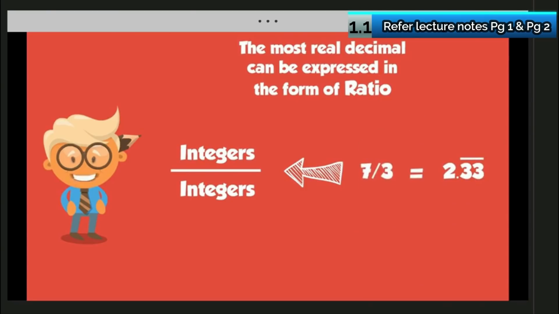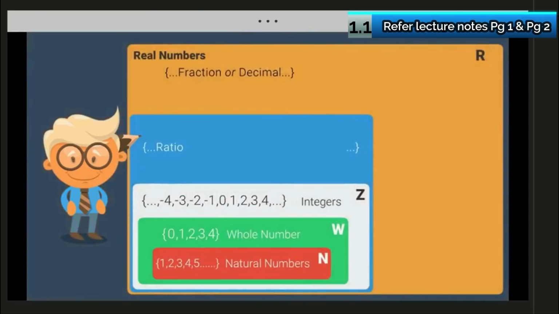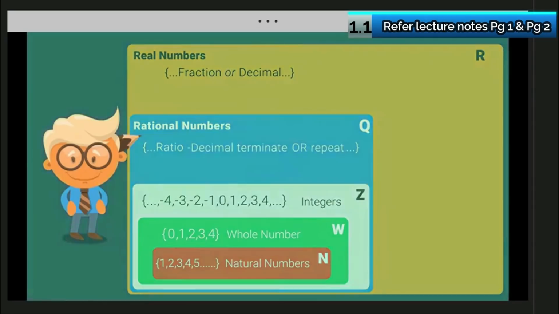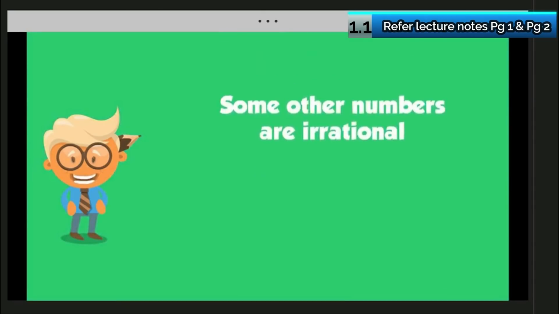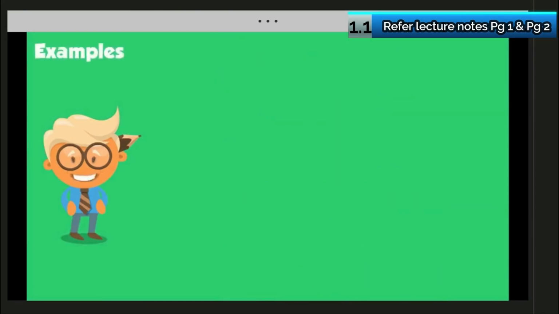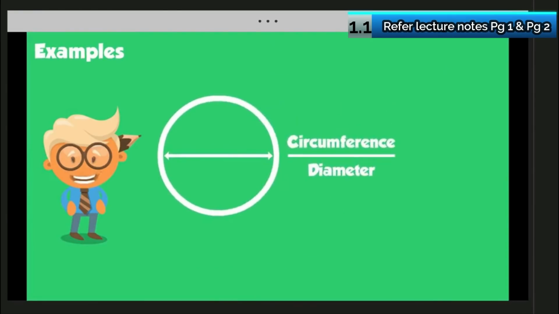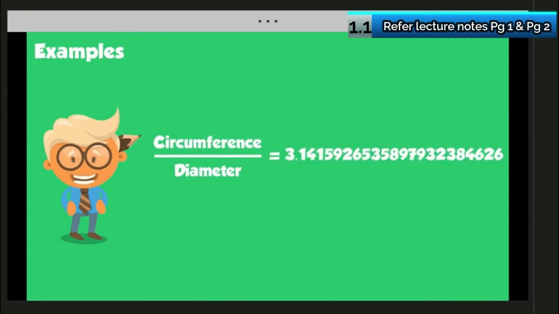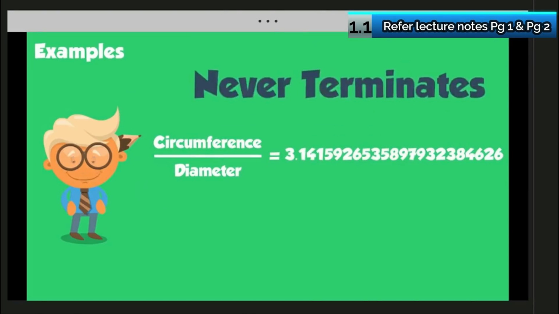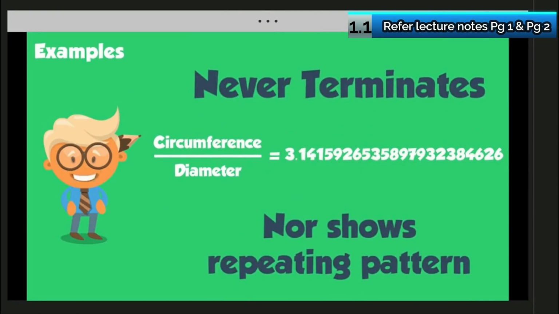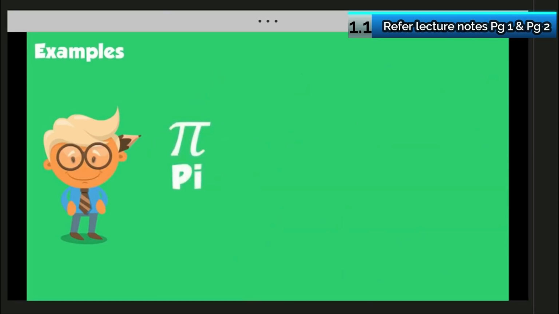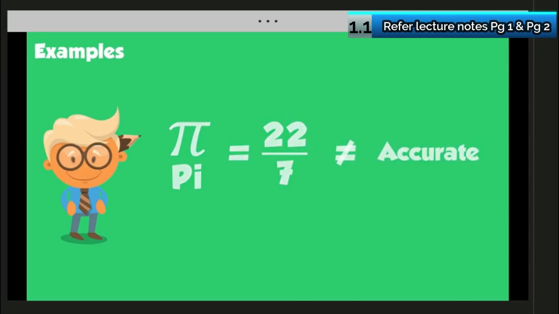So the numbers that can be expressed as the ratio of integers, where the decimals terminate or repeat, are called rational numbers. On the other hand, there are some numbers that are irrational, or not rational. Try dividing the circumference of a circle by its diameter. The answer reads something like 3.14159, and it goes on forever. The calculation never terminates, nor shows any repeating pattern of any sort. This is the number pi, also written as 22 by 7. But this ratio is just an approximation, not accurate.